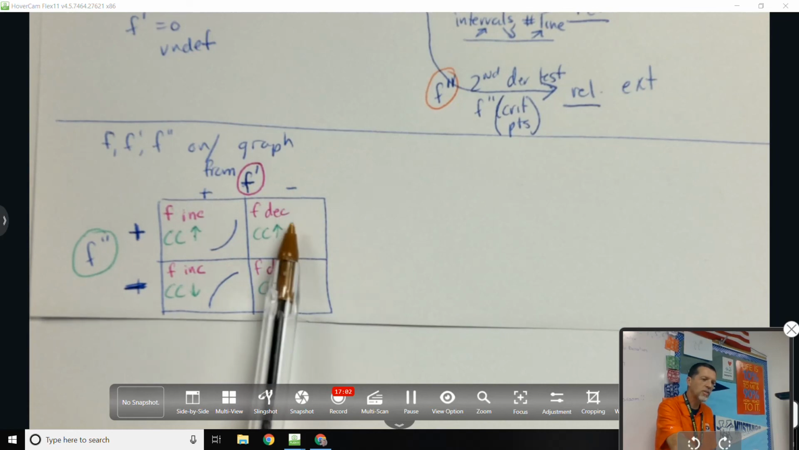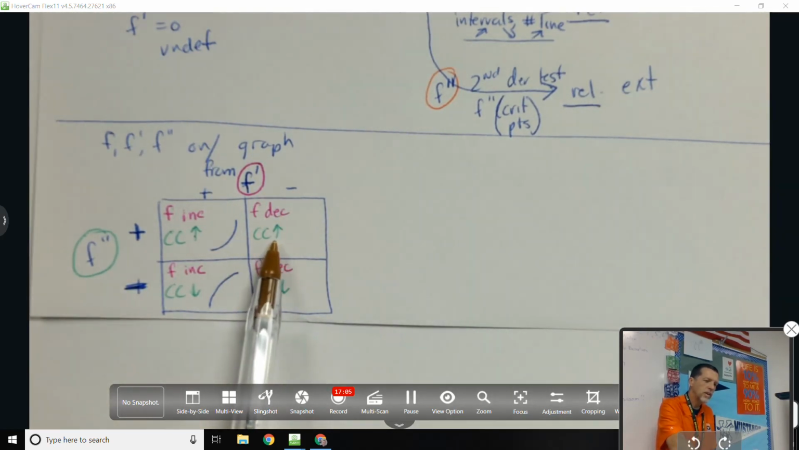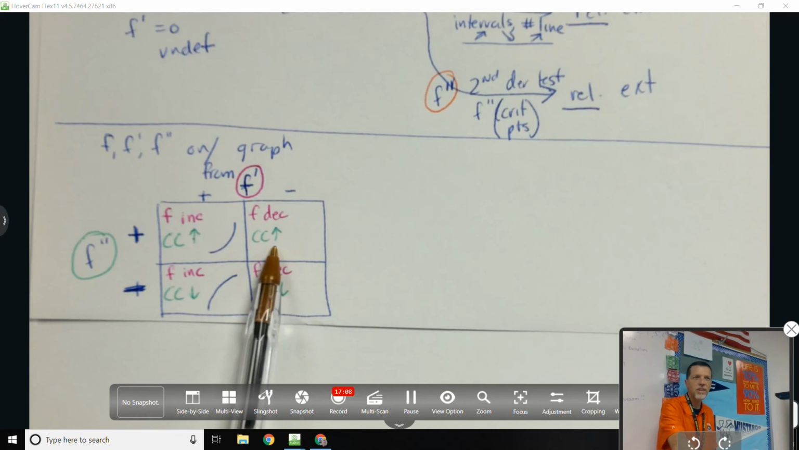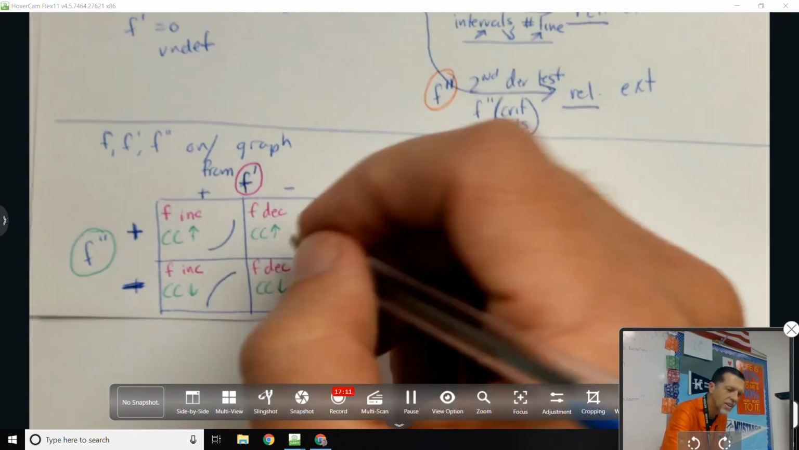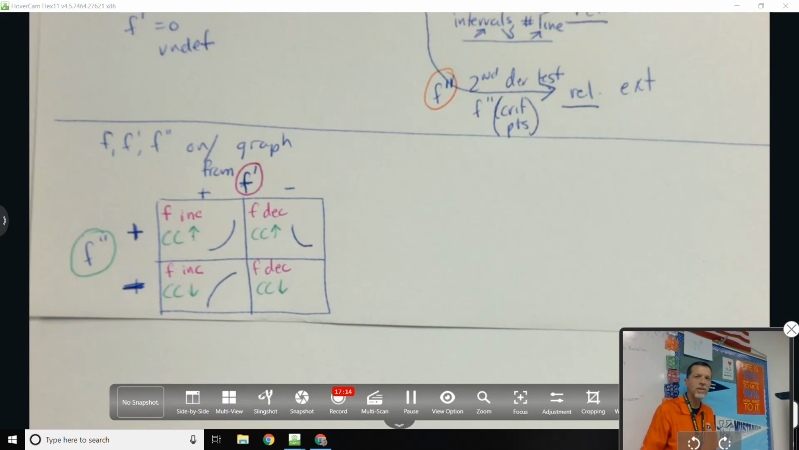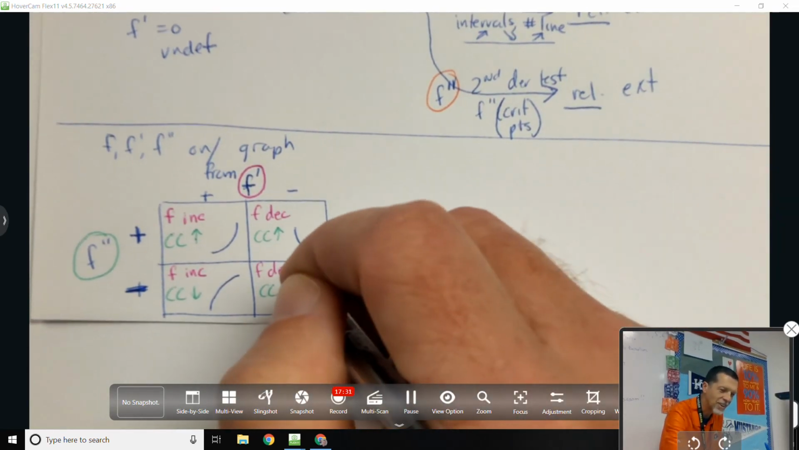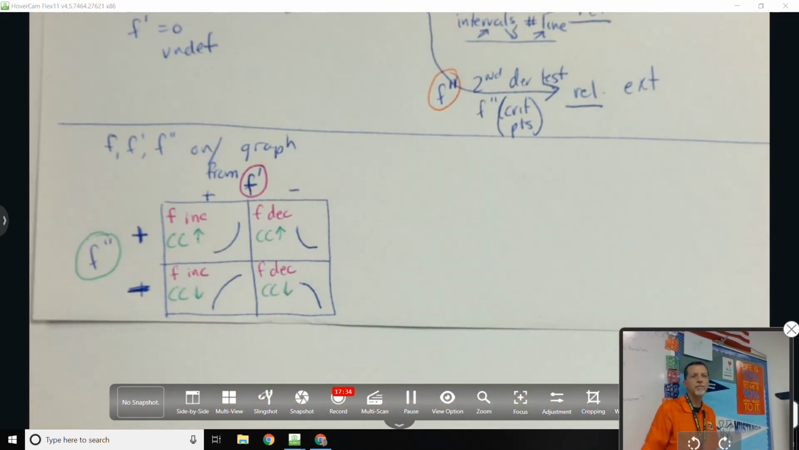Next column, f prime is negative, so decreasing, but concave up. Decreasing, concave up. Good. And then lastly, decreasing, concave down. Yes, the people who are drawing it correct. People who aren't drawing it, I don't know. Decreasing, concave down. And so we can piece together things and sketch a graph based on that kind of information.